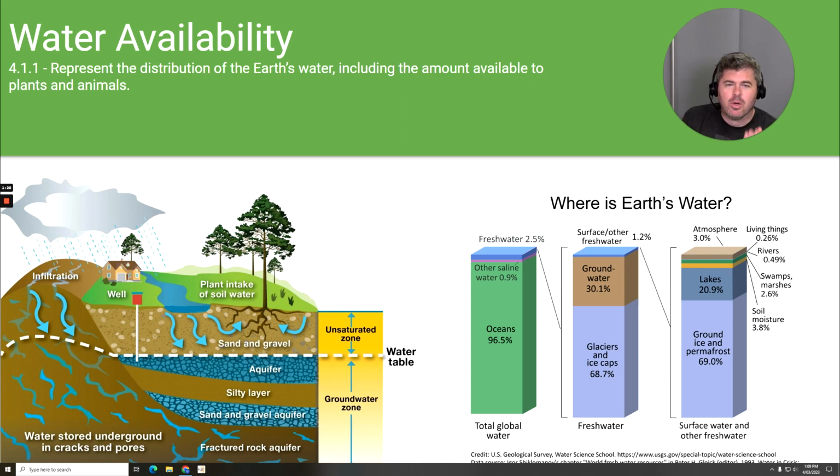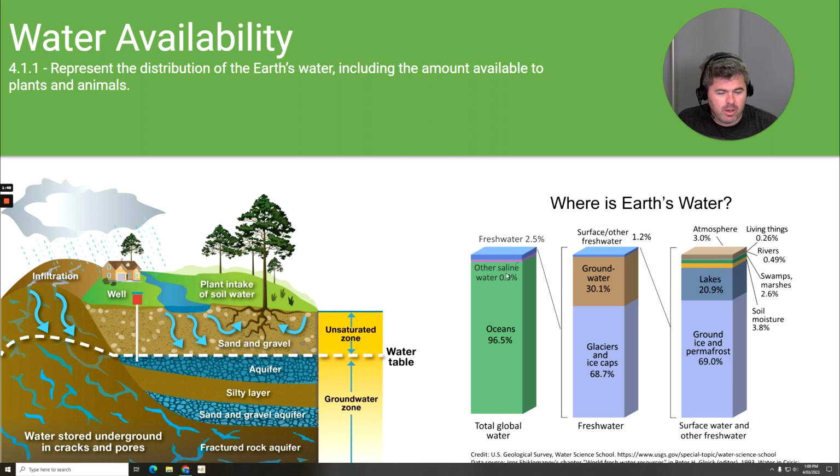But the question becomes, how much water is there? So if we're looking at this picture on the very right hand side, which will be very helpful for you, 96.5% of all water on this planet is found in the ocean. Now, this type of water is saline based. It's very high salt content and it's not suitable for drinking.